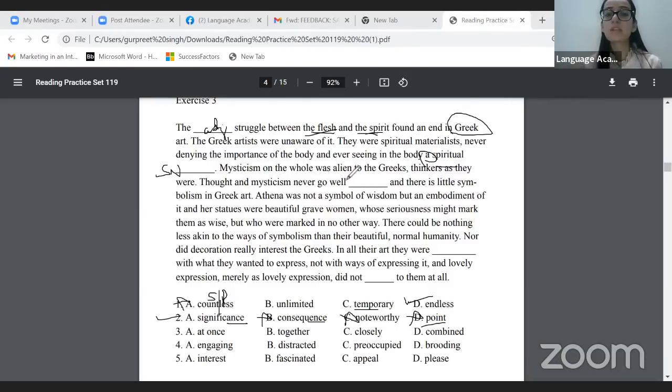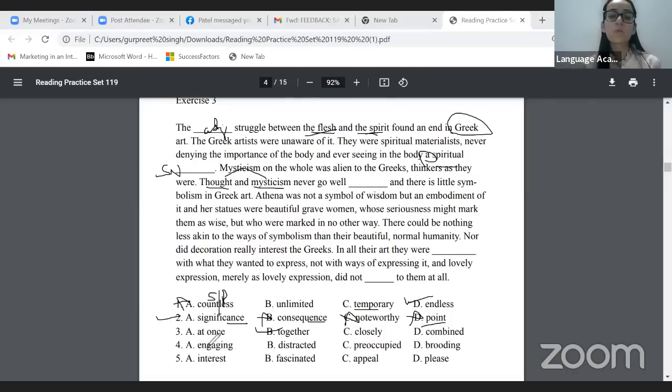Mysticism on the whole was alien to the Greeks. Thinkers as they were, thought and mysticism never go well dash. And there is little symbolism in Greek art. So they don't want us to understand the meaning of mysticism here or how to relate thought and mysticism together. There is just a simple answer. There are two things and they say these two things never go well. And it's a very common answer to say that they don't go well together. Means these two things don't go together. They don't complement each other.